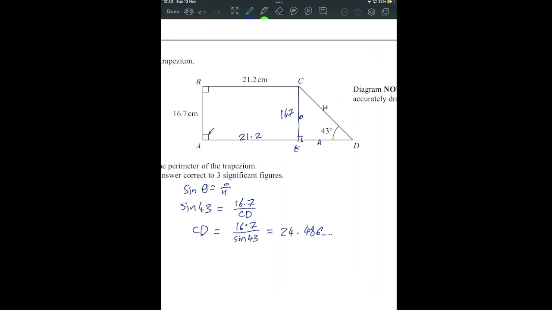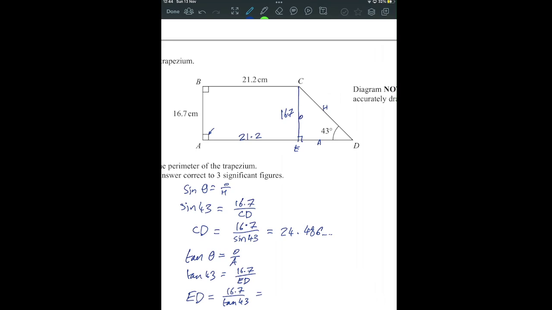So I'm going to use the opposite and the adjacent, the opposite being given to us, to try and calculate that last side, and that's a TOA. So tan 43 is 16.7 over that adjacent side, which is now ED. And again, it's the same trick. We swap the tan and the ED over, and that's going to give me another side length.